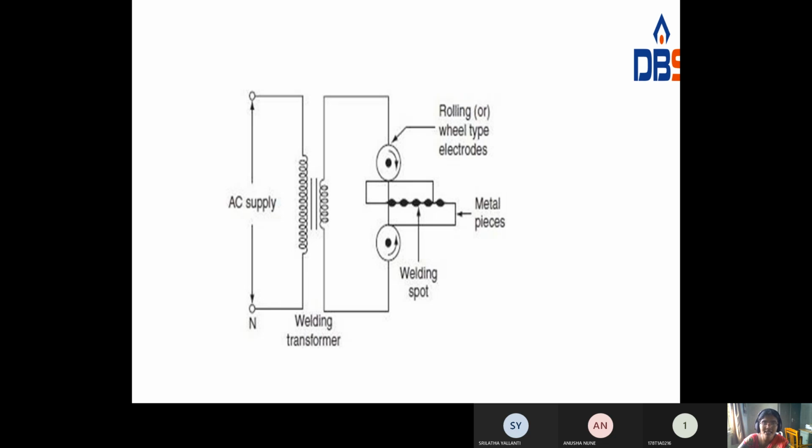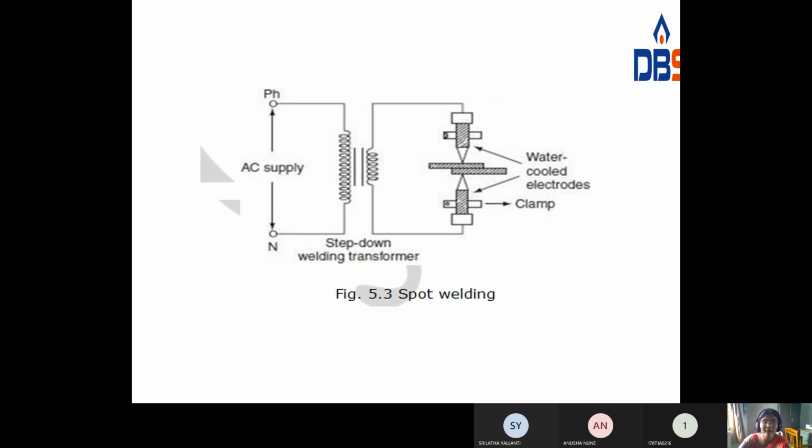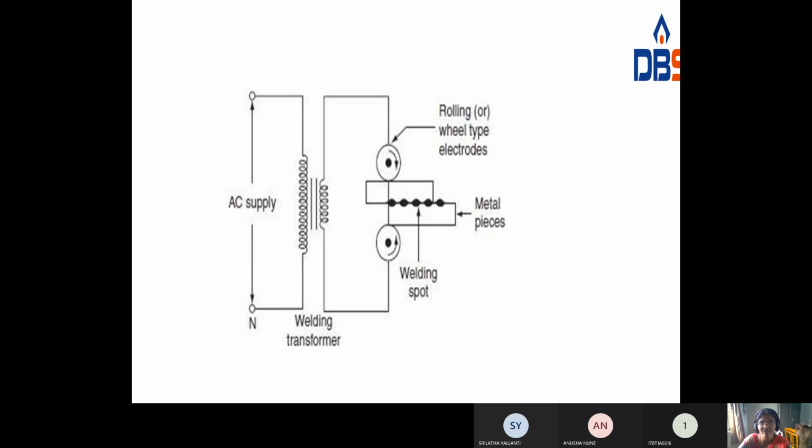Tip electrodes means, see, like this. Here you have to use the tip. But here you have to make a continuous series of seam welds. That's why here you have to use rolling or wheel type electrodes to join the two metal pieces.